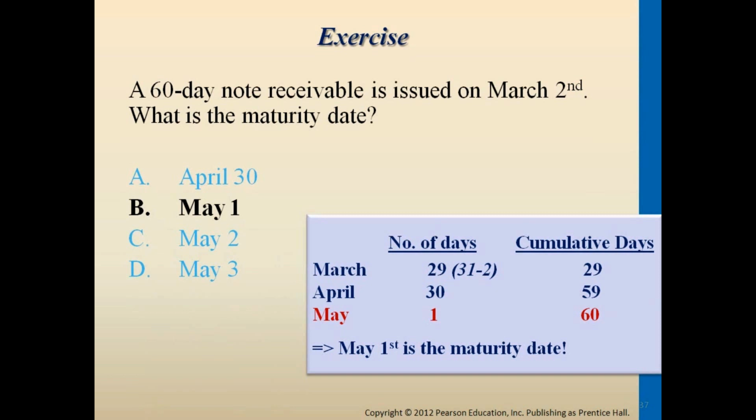Okay, so you start off from the first month, see how many days are left. Second month, add to the number the previous month. And then, because this is a 60-day note, you just need one more day to get to 60 days. So this is just determining the maturity date. You have to know, because if we add an additional day or subtract another day, the interest will give us a different number.